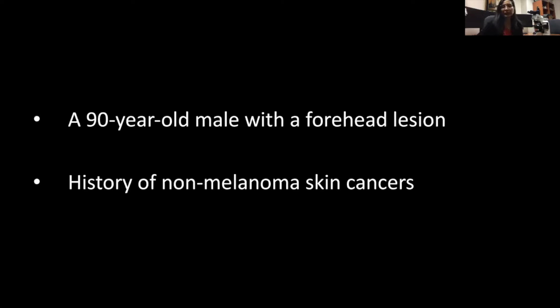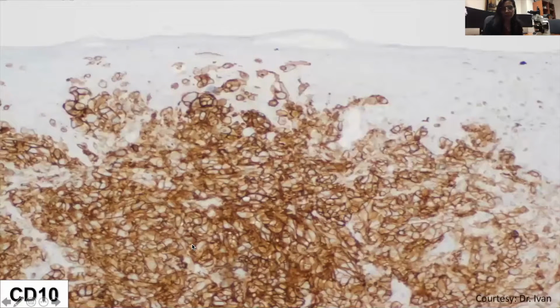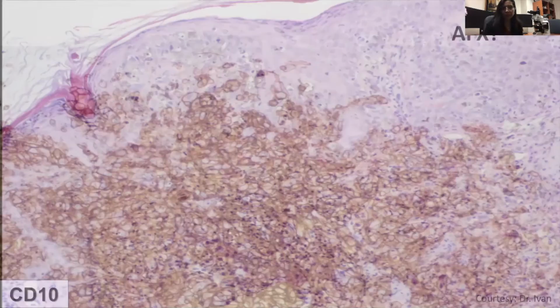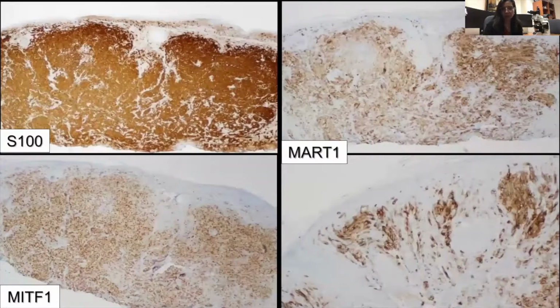Next one is a 90 year old male with a forehead lesion, and the patient has a history of non-melanoma skin cancer. Here you see a nodular lesion infiltrating into the subcutaneous tissue. At high power, it shows CD10 positivity in those lesional cells. And again, it's showing some pigment, right? So it's worrisome for a melanocytic lesion here, and we are looking at S100 positive, MART1 positive in the dominant cells, also in the junctional cells, and then MITF is also positive.